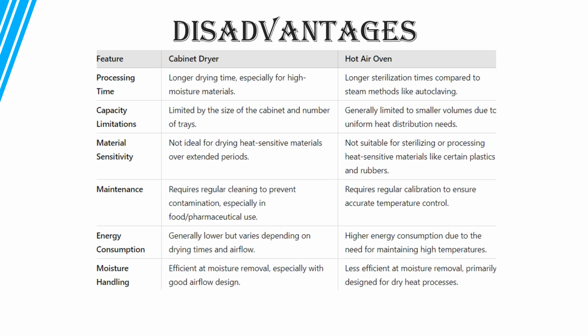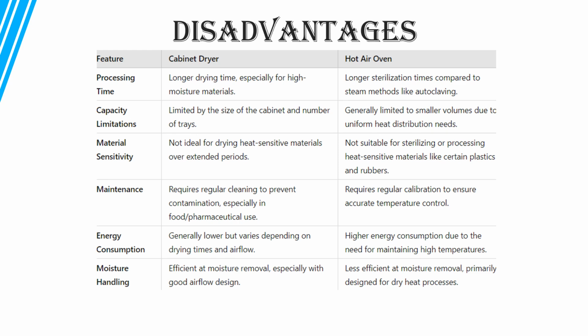Now let's see the disadvantages for cabinet dryer and hot air oven in various features. First comes the processing time. It is actually longer drying time, especially for higher moisture materials. And in oven, it is longer sterilization time compared to steam methods like autoclaving.